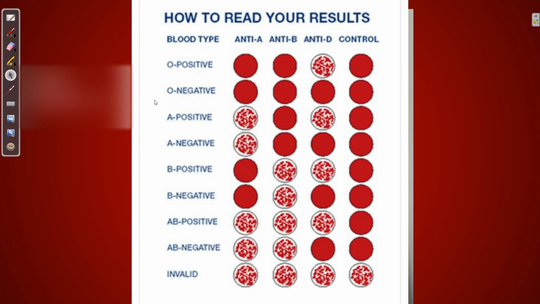So for blood typing, you'll also see that this says D here, and that's just for Rh. I don't know why they say D, but if that comes up and you see it, just keep that in mind, okay?